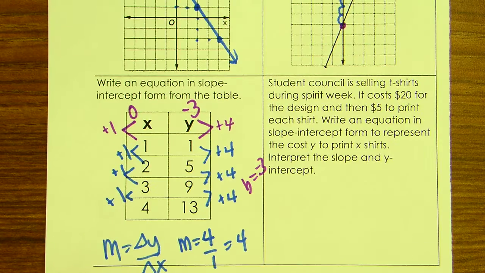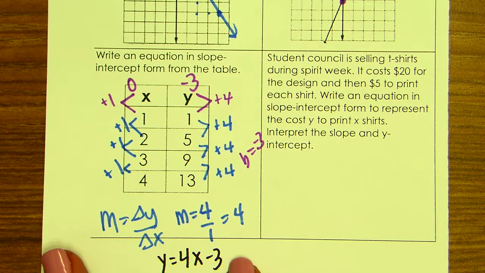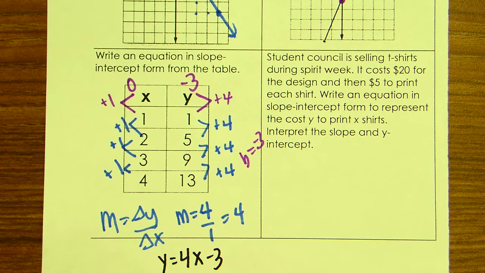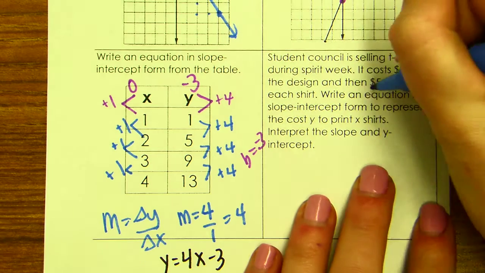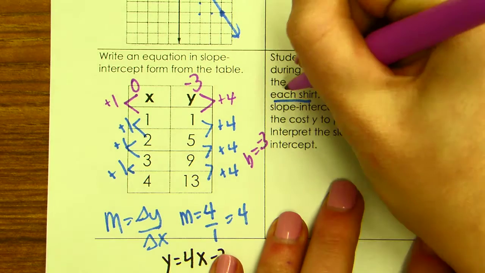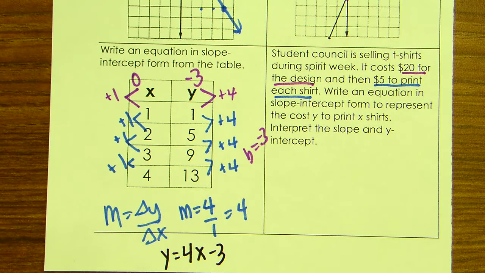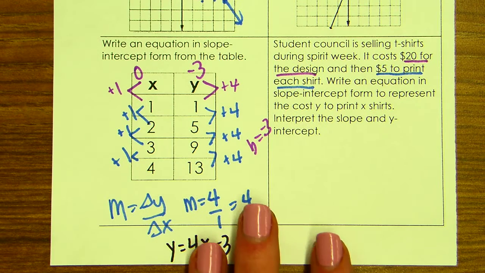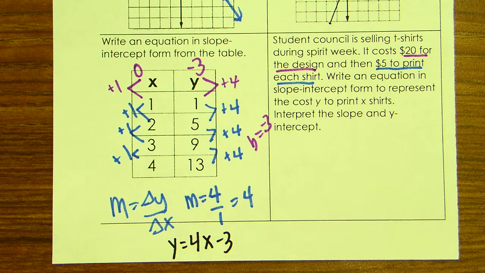All right, our last one says Student Council is selling t-shirts during Spirit Week. It costs $20 for the design and then $5 to print each shirt. I'm going to underline some of my important information there. It's $5 to print every shirt, and no matter how many shirts we buy, we pay $20 just for the design. And then we're going to write an equation in slope-intercept form to represent the cost y to print x shirts, and then interpret the slope and the y-intercept.